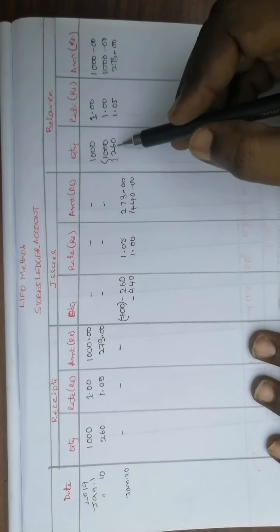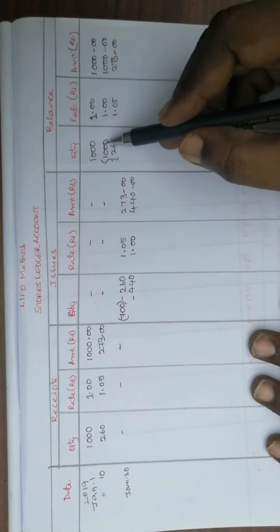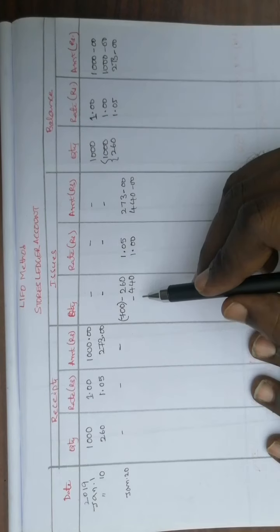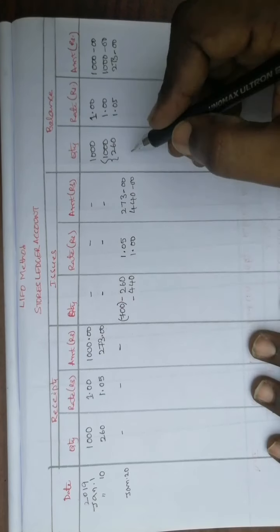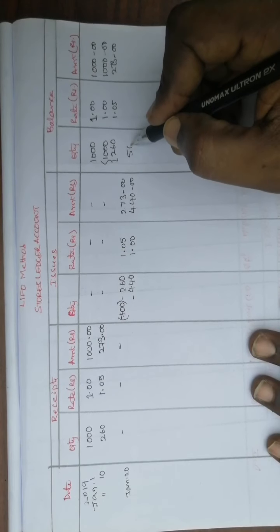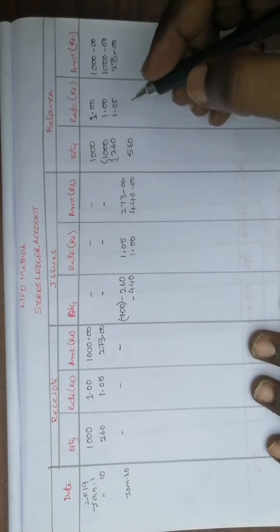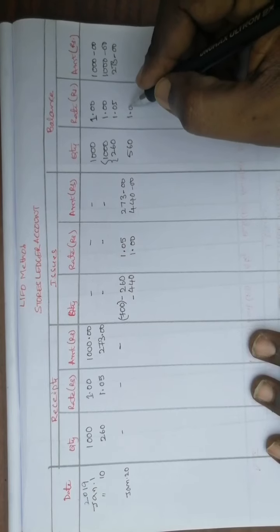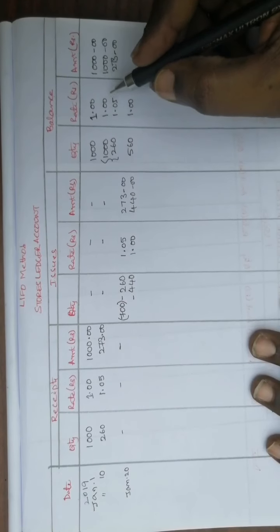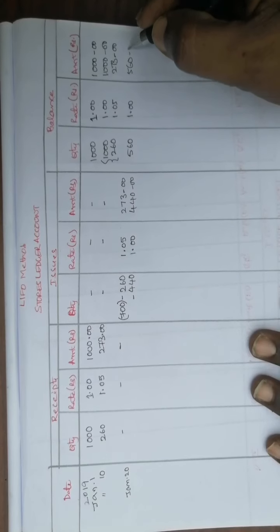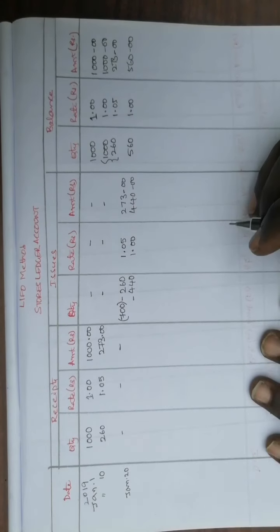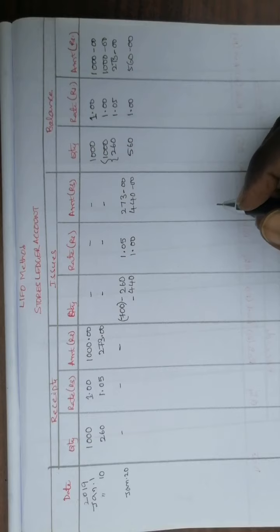Now what balance is left? 260 already issued, and out of 1000, 440 are issued. If 440 are issued, how much is left? 560 left. 560 plus 440 is equal to 1000. At what rate? 560 units into 1 rupee, so the amount is 560 rupees only. So this is on January 20.